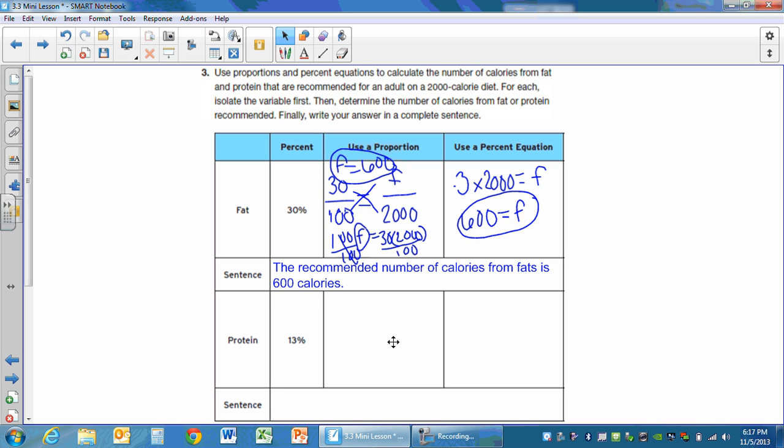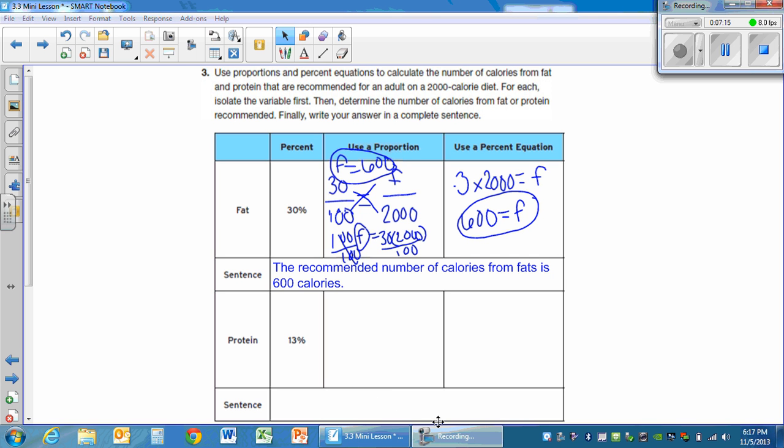I want you to now go through and do the same thing for protein. 13% of your calories should come from protein. We're going to find out how many calories that actually is. This box, you're going to use a proportion, just like we did up here. In this box, you're going to use the percent equation. And then finally, you need to write a full sentence answer. When you're ready, you can go ahead and press play to check your answer.